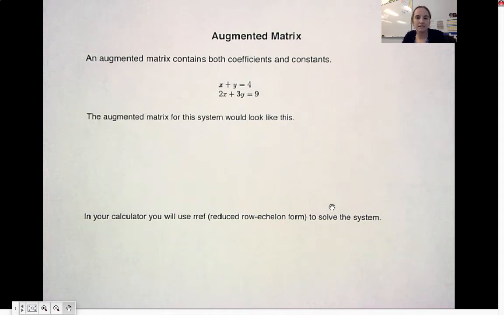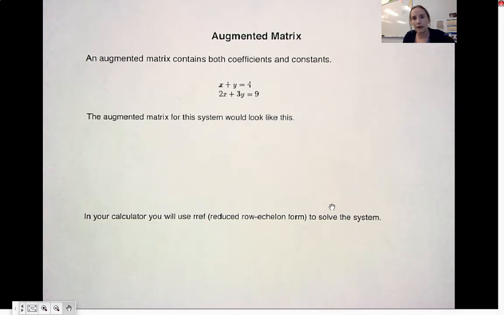Hi guys, this is the last video for this unit and it's all about an augmented matrix. Really on the test, if I ask you to write an augmented matrix, I just want you to write it. But if I say solve, then I want you to use your calculator and find the answer for your x and your y. This is used when you have systems of equations.